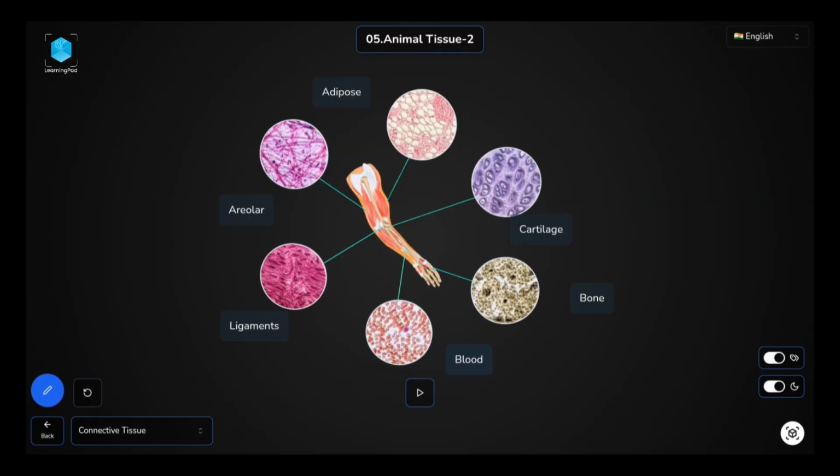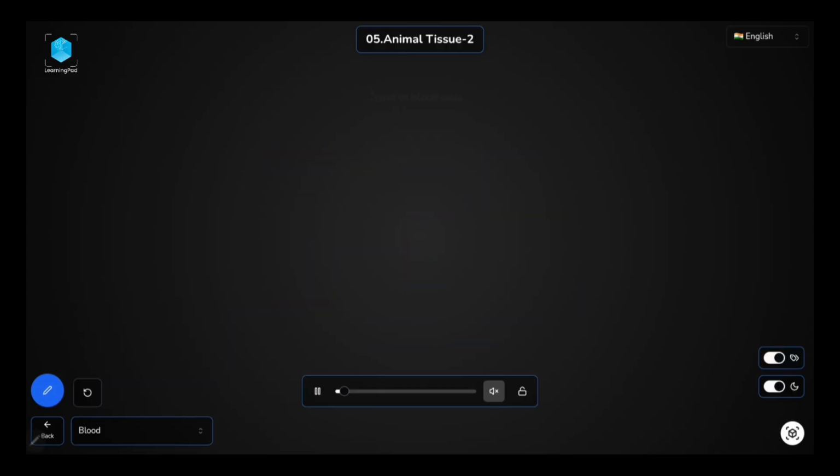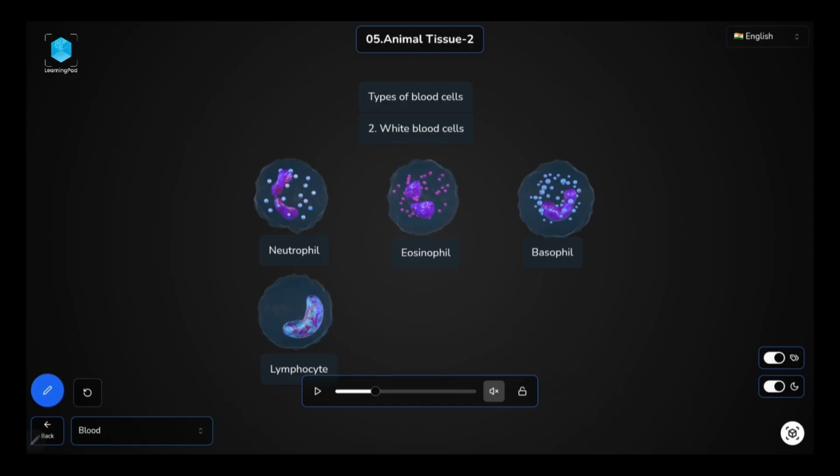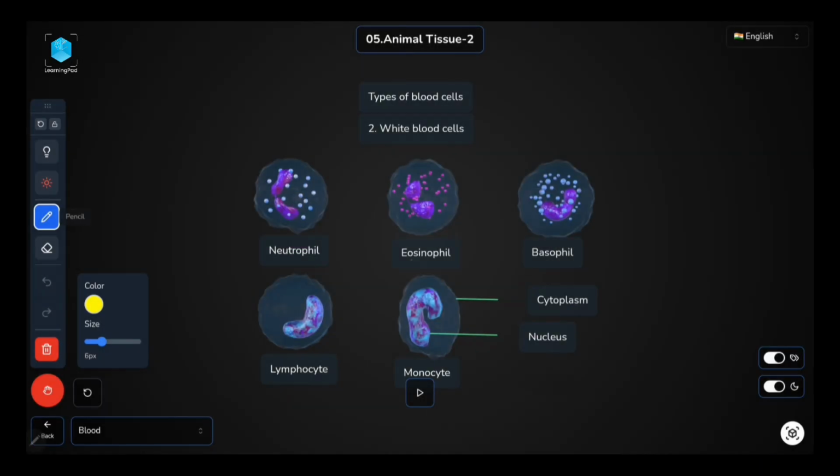Let us study in detail about this connective tissue. One of the connective tissues is blood. Let us study about the blood. Blood has different types of cells. One of the cells is RBC, that is red blood cells. Then after RBC we have WBC, and next blood platelets. Here you can see types of white blood cells: neutrophils, eosinophils, basophils, and lymphocytes. Another white blood cell is the monocyte, and they have clearly explained here the cytoplasm as well as the nucleus of the cell.